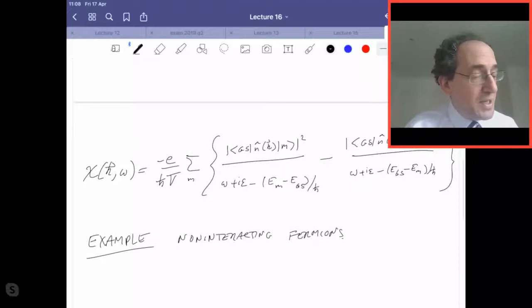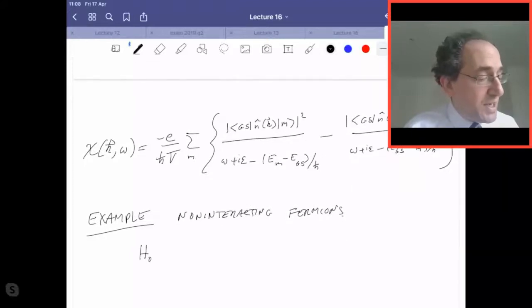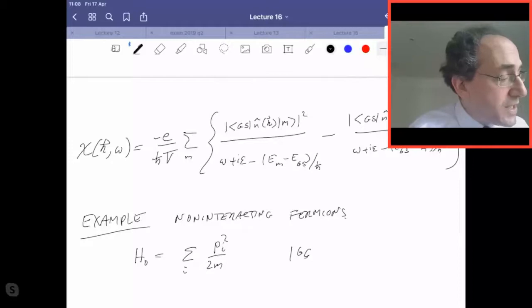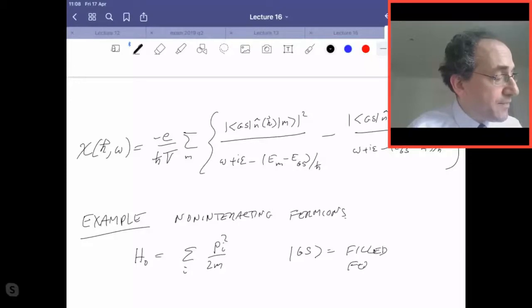So the Hamiltonian H naught is just going to be the usual p_i squared over 2m, and the ground state of this Hamiltonian is just the filled Fermi sea. Ground state is the filled Fermi sea.